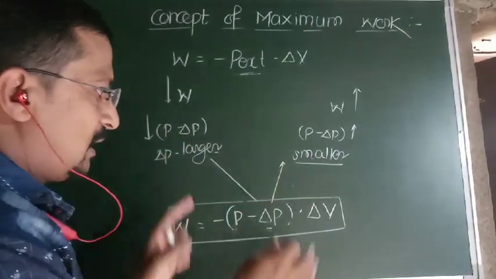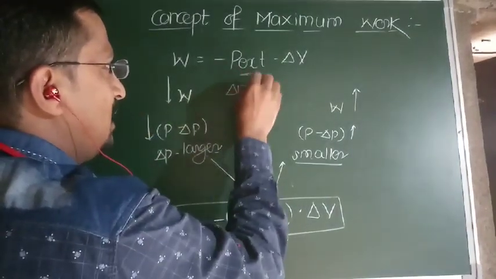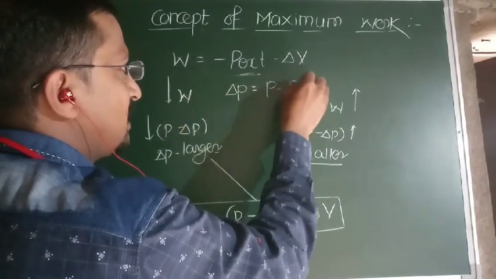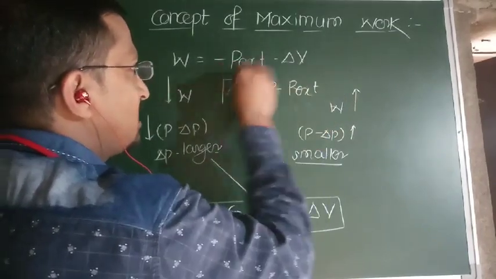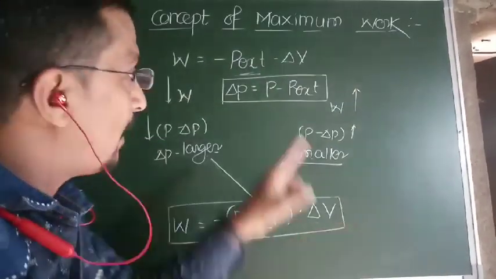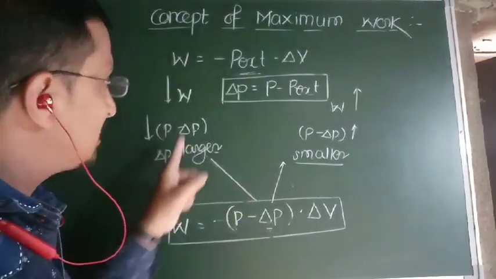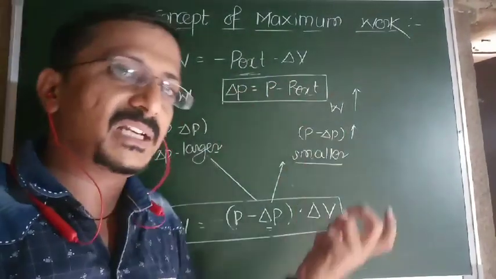नाव दिस इज केस. Now here concentrate what is meant by delta P. What is meant by delta P? So delta P is equal to P minus P external. Now here see. डेल्टा पी कमी कधी येणार? ज्यावेळेला ह्या दोघांच्या मधला डिफरन्स कमी असेल तेव्हा डेल्टा पी कमी येणार. आणि डेल्टा पी जास्त कधी येणार? ज्यावेळेला ह्याच्यातला डिफरन्स जास्त असेल तेव्हा डेल्टा पी जास्त येणार.